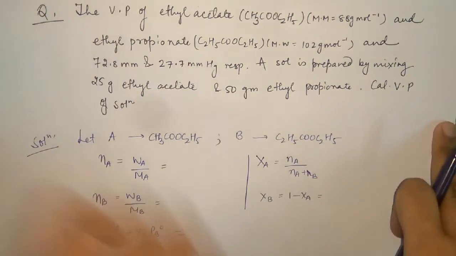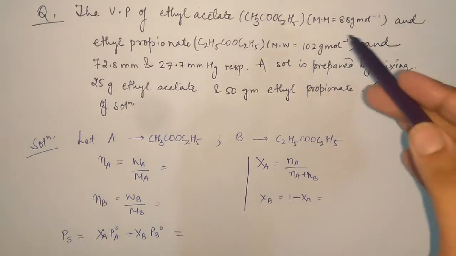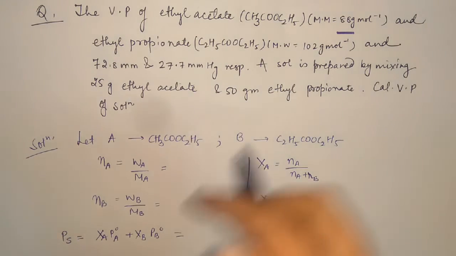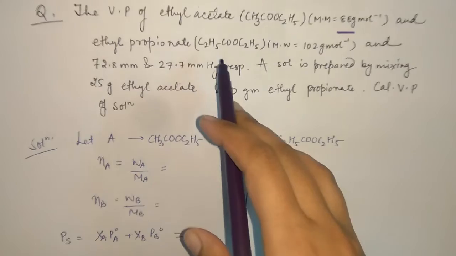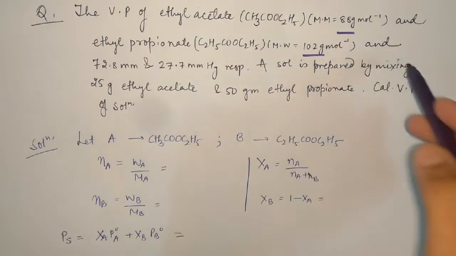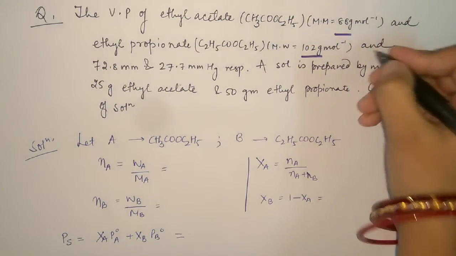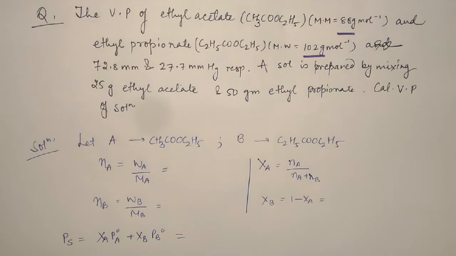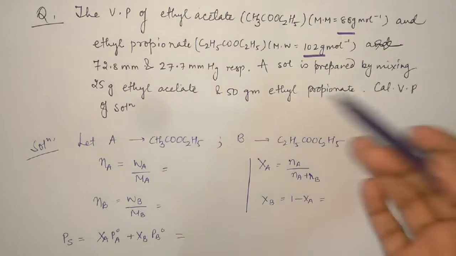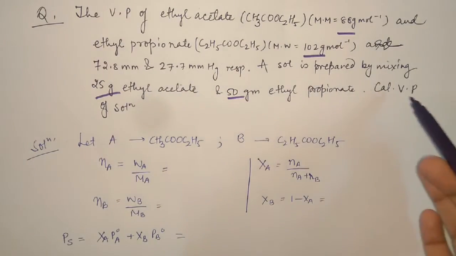So now look at this question. The vapor pressure of ethyl acetate, CH3COOC2H5, this is the formula, and molecular weight of ethyl acetate is given, and ethyl propionate, C2H5COOC2H5, these are esters. R, C double bond O, R, these are esters. The molecular weight is again given. The vapor pressures are 72.8 millimeter of Hg and 27.7 millimeter of Hg respectively. A solution is prepared by mixing 25 grams of ethyl acetate and 50 grams of ethyl propionate. Calculate the vapor pressure of this.